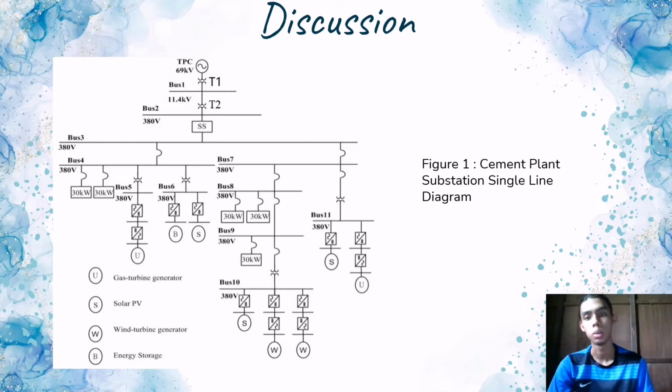In the single line diagram above, the components used are stated, such as the 3-port converter, TVC 69 kV, bus bar, and transformer. Rectifier and inverter are also components used in this single line diagram, along with the gas turbine, generator, solar PV, wind turbine generator, and energy storage. The further information for these will be in the next slide.